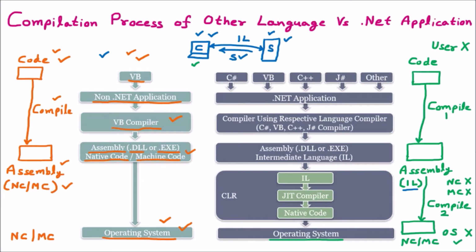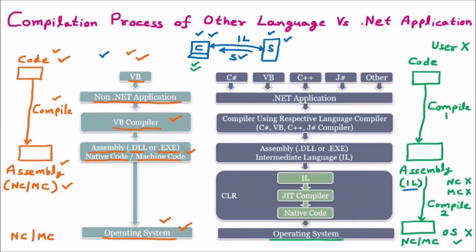So this is the first difference between other languages and the .NET application. In the other languages like C, C++, VB, we are having one step of compilation. In the .NET, we are having two steps of the compilation, so that intermediate language is created, which is very much secure.